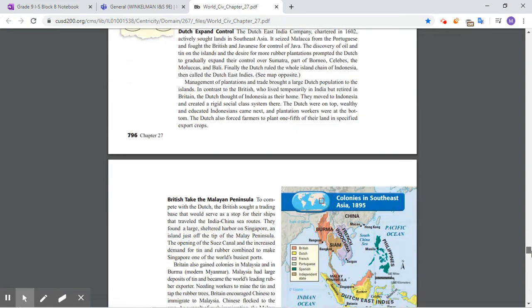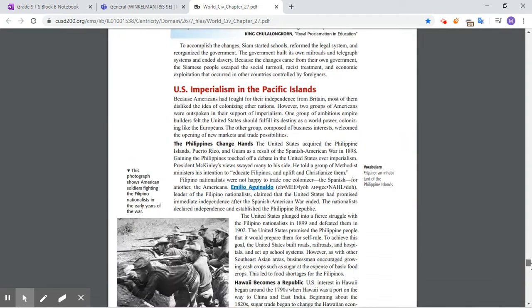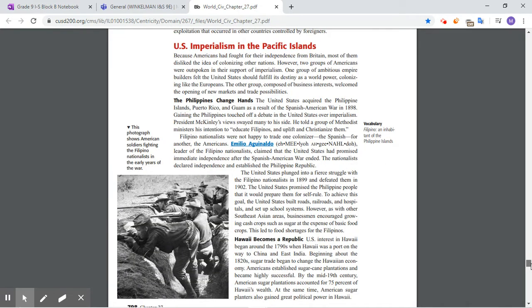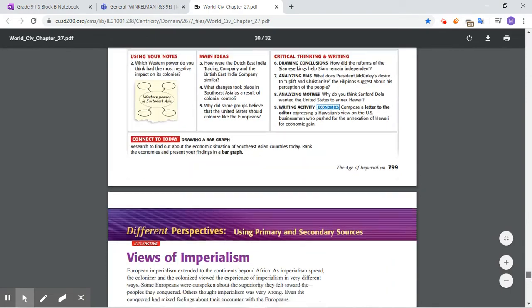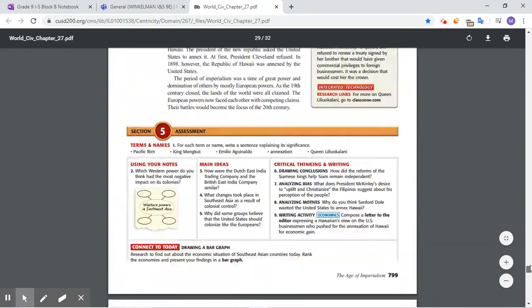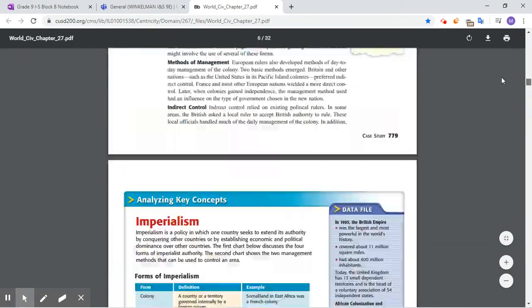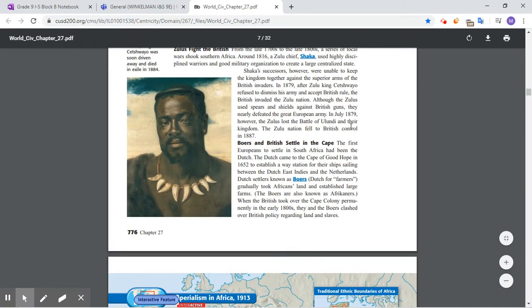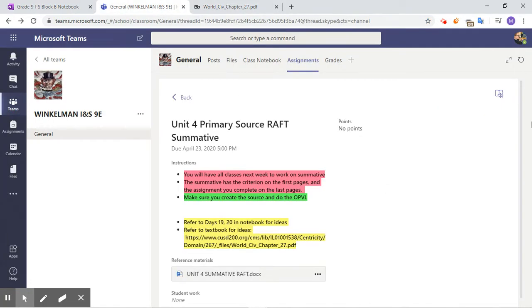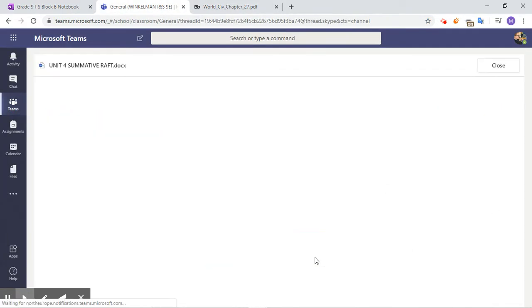Here's Asia. America was very imperialistic. Here's all the things we did. We take the Philippines, we take Hawaii. All right. So you can go through and decide, get some ideas of who you want to be and what is the specific thing that's happening that you're talking about. So now let's open the summative.